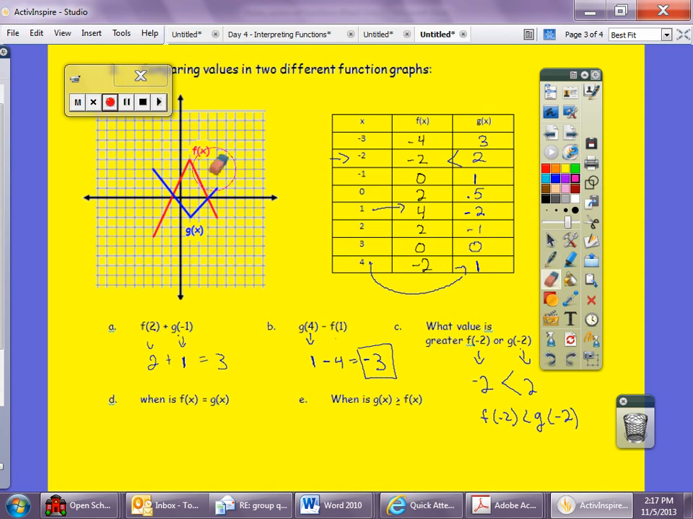And then it says, well, when is f of x equal to g of x? Well, for them to be equal, they have to be the same. Well, where do they intersect? Where do they cross? Well, they cross right here. They also cross right here. So they have two intersecting points. Well, we're looking for the x value, so x value is negative 1.